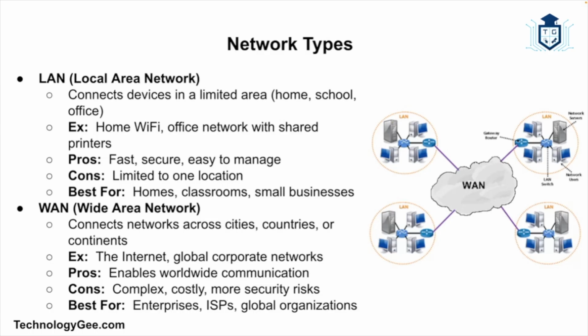First, we have what is called a local area network, and that is these little circles right here. And basically, a local area network, this is your everyday go-to home or office network. And it's a network that connects devices in a limited area, like a house, apartment, school, or an office building. And examples could be, this is your Wi-Fi at home that is connecting your laptops, smart TVs, and phones, or a small office setup with shared printers and storage.